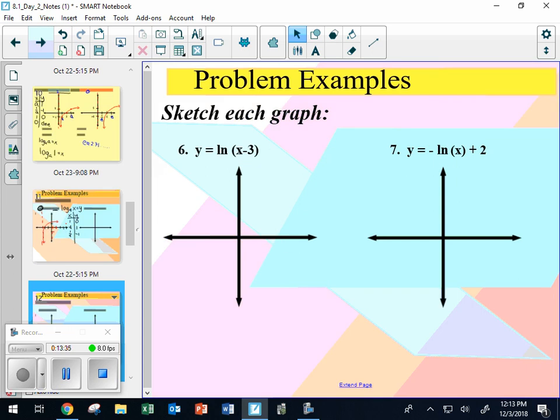I would like you to try graphing this one. I will give you a few moments. It's a little bit different. There's also something in here that we didn't really talk about that came from up here.